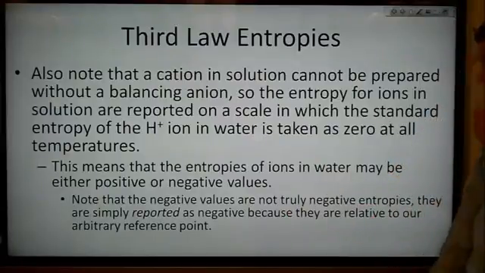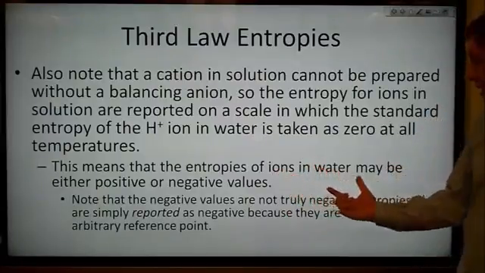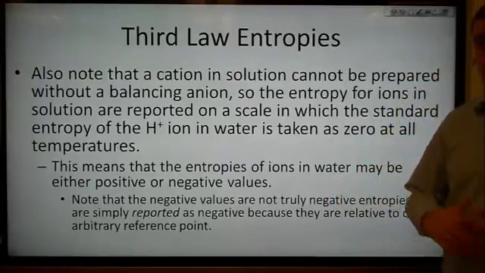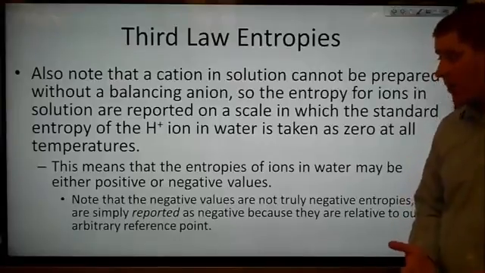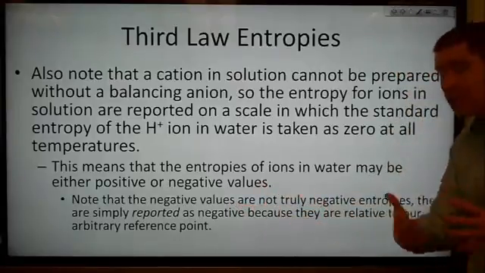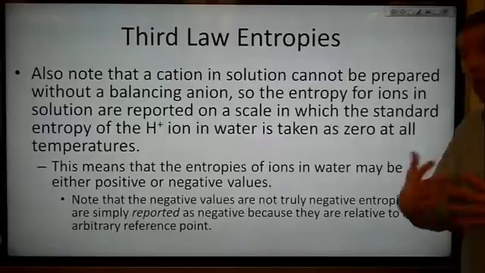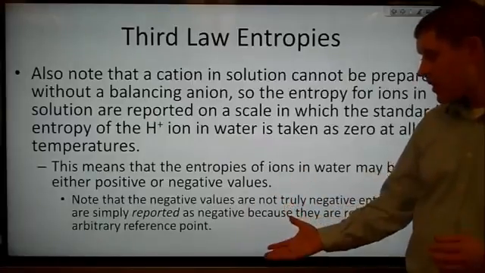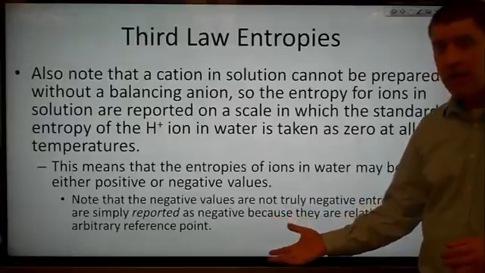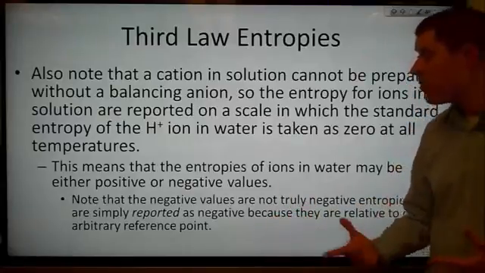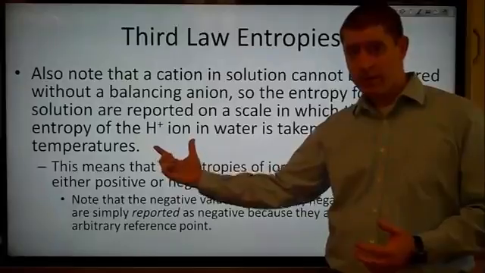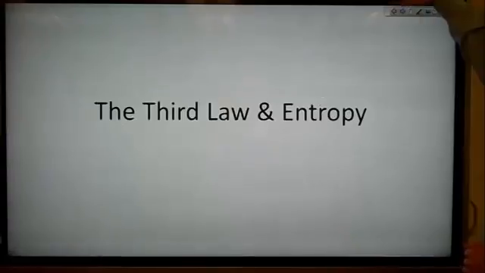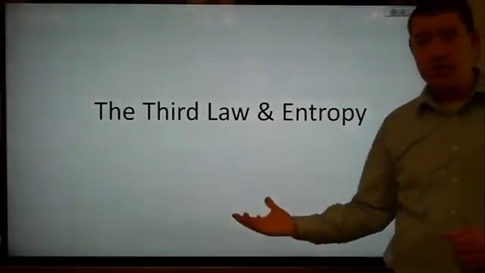So this means that entropies of ions in water may be either positive or negative values. Right? Now, this doesn't mean that this is a real negative value. These are just relative negative values. We're reporting these as a negative value because the entropy for whatever that cation or anion is is less than the true entropy for the hydrogen ion. So we're just reporting these as negative values. Right. So that's the third law and entropy.